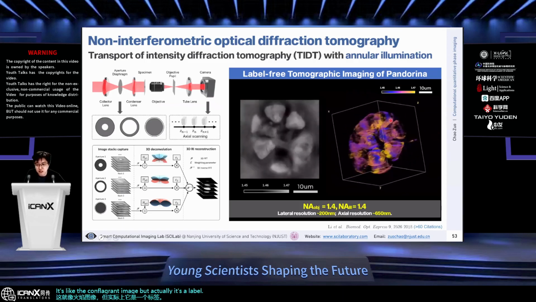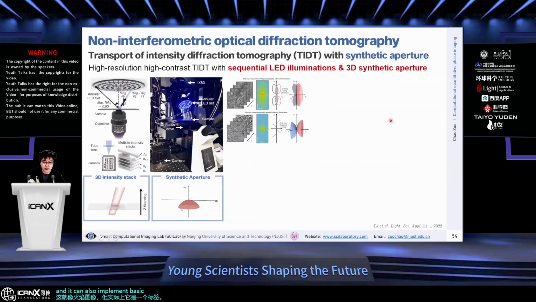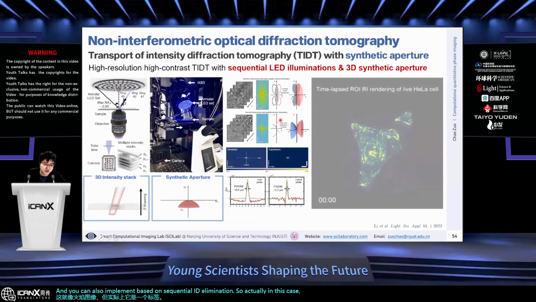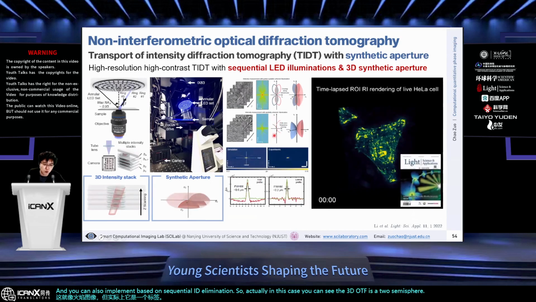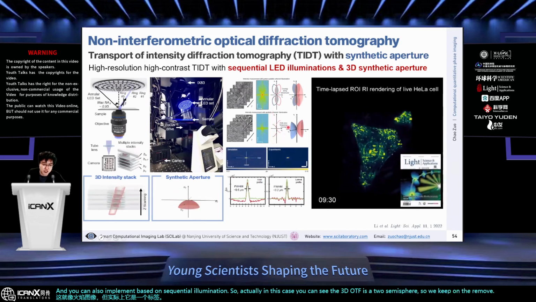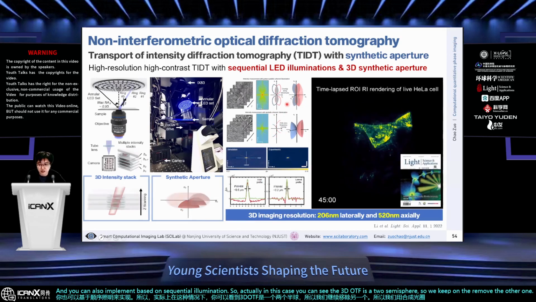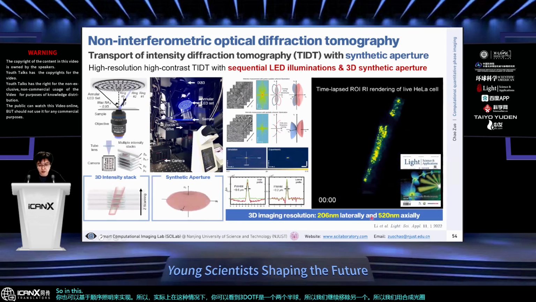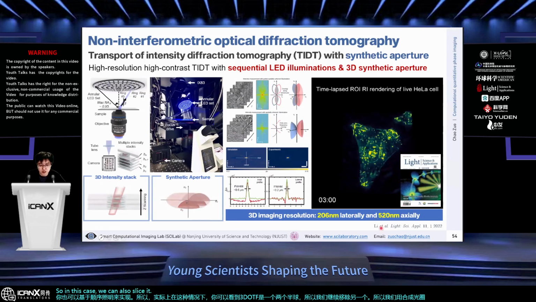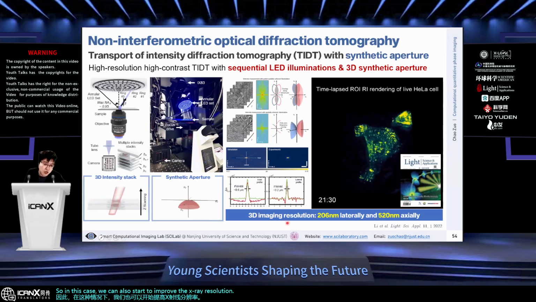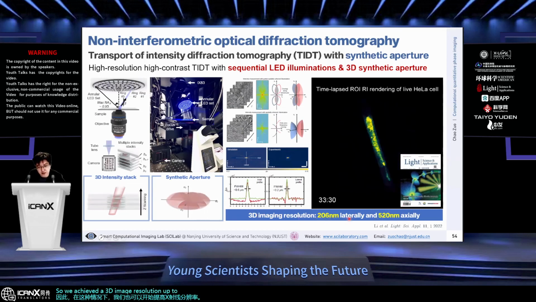It can also be implemented based on sequential LED illumination. In this case, you can see the 3D OTF is two semispheres, so we keep one and remove the other. We do the synthetic aperture without compromising the contrast in the 3D OTF. In this case, we can also slightly improve the axial resolution. So we achieve 3D imaging resolution up to 300 nanometers laterally and about 1.5 micrometers axially.